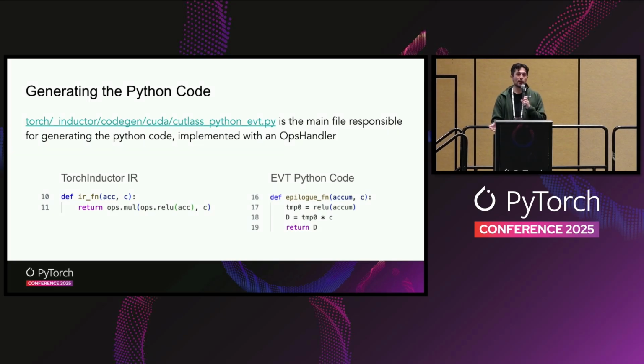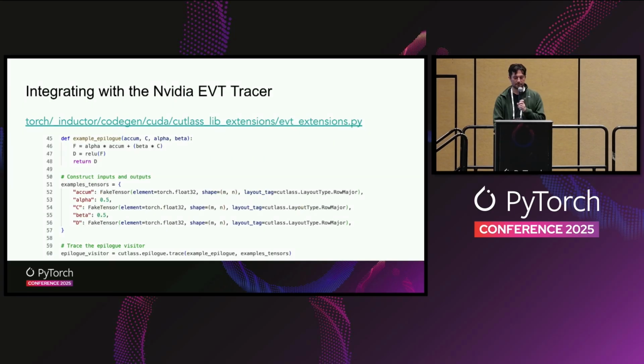So in our case, when we want to emit Python code, we just make a Python printer ops implementation, so that ops.relu will just print the code on the right, the relu expression there, and then ops.mul will just implement an inline multiplication on the right. And so this allows us to translate arbitrary expressions to Python code.